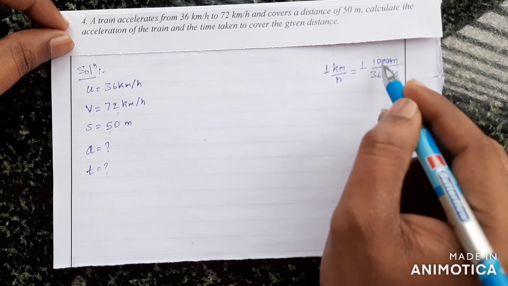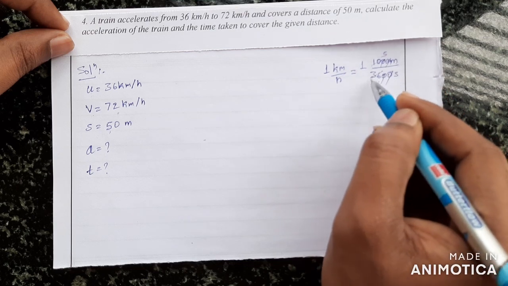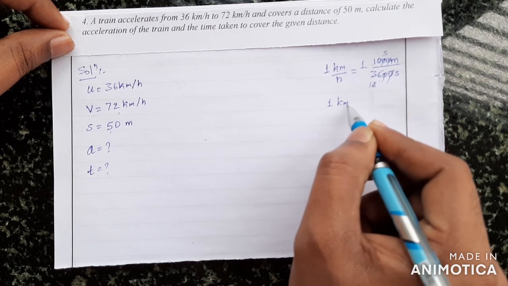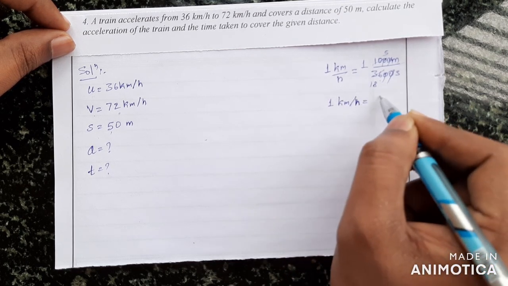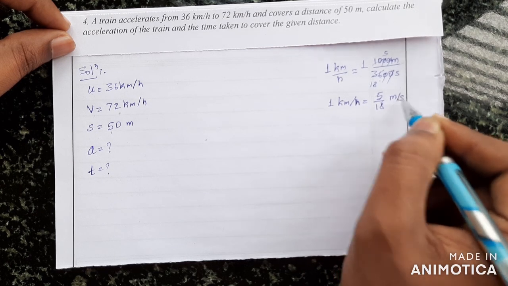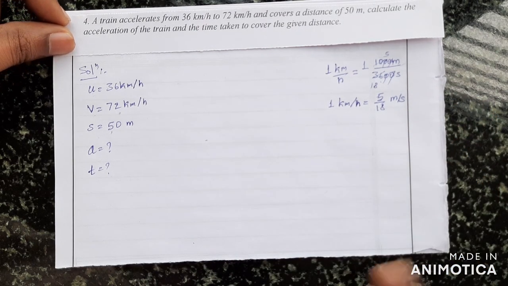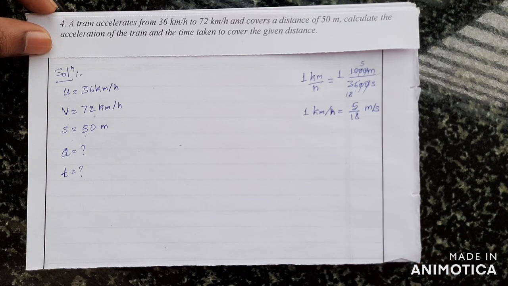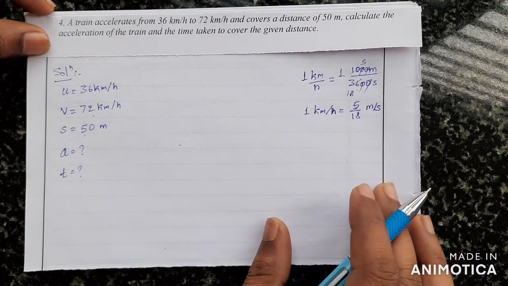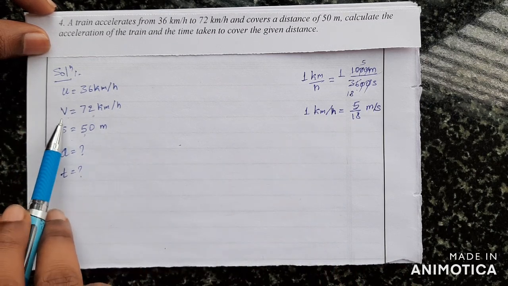So after converting, what we are left with is 10 by 36, or 2 5s are 10, 2 18s are 36, so 5 by 18 meter per second. So 1 kilometer per hour is equal to 5 by 18 meter per second. This is the conversion factor which we shall use to convert initial velocity and final velocity.